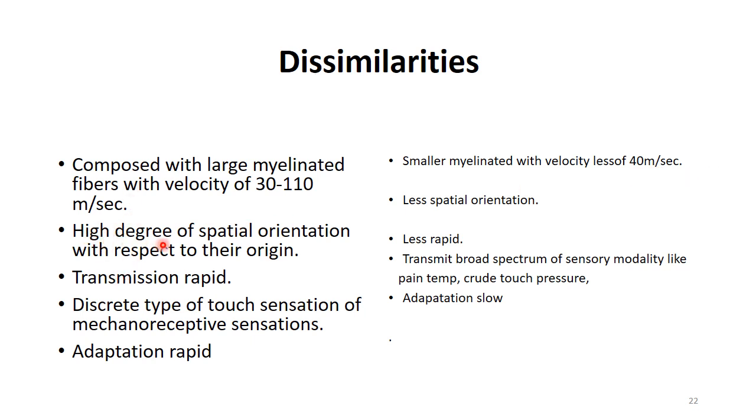In the dorsal column, there is a high degree of spatial orientation, concerned with space. As I told you, sacral first, then lumbar, then thoracic, then cervical. So there is a high degree of spatial orientation with respect to their origin, and less spatial orientation in the anterolateral system. Transmission is rapid because they are large, myelinated. Less rapid because myelination is thin. Discrete touch sensations require gradation. So highly graded sensations, perception is there.